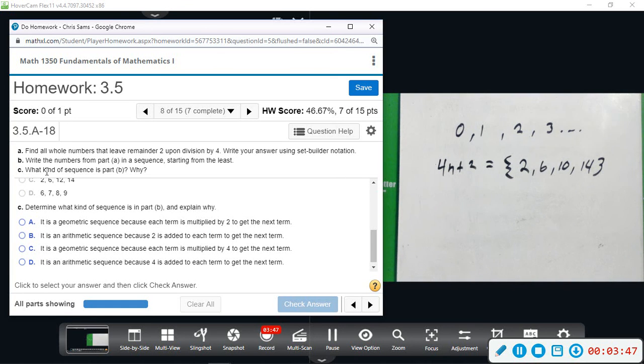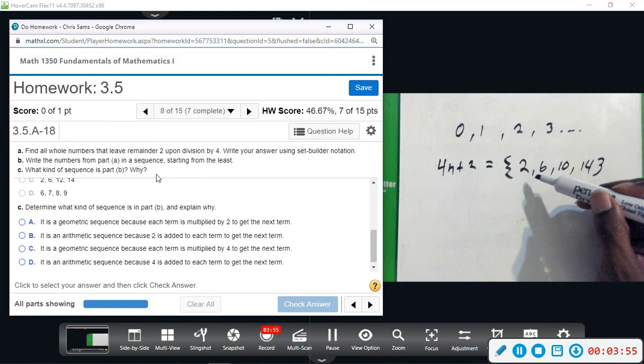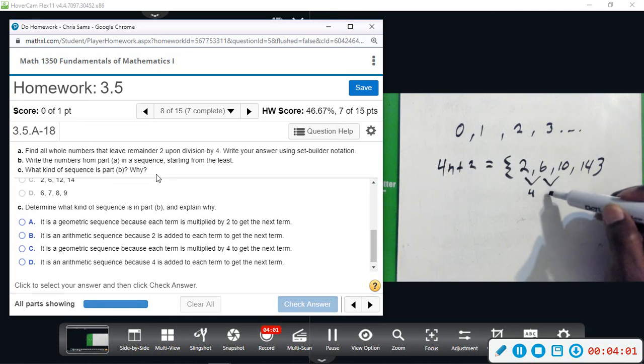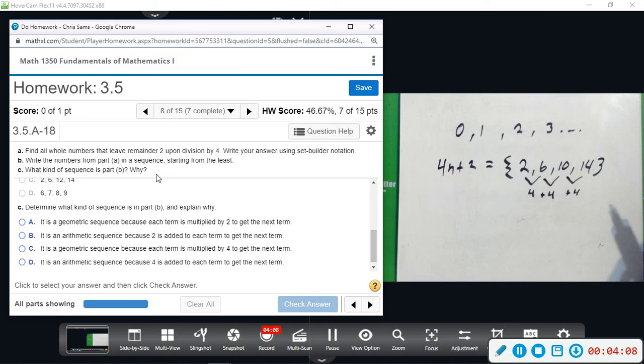Alright, part C says, what kind of sequence is part B? Why? So, we want to know what kind of sequence this is. It's getting bigger. We're adding 4 every time to get to the next number. You can figure that out. So when we add or subtract the same common difference, we call that an arithmetic sequence, okay?